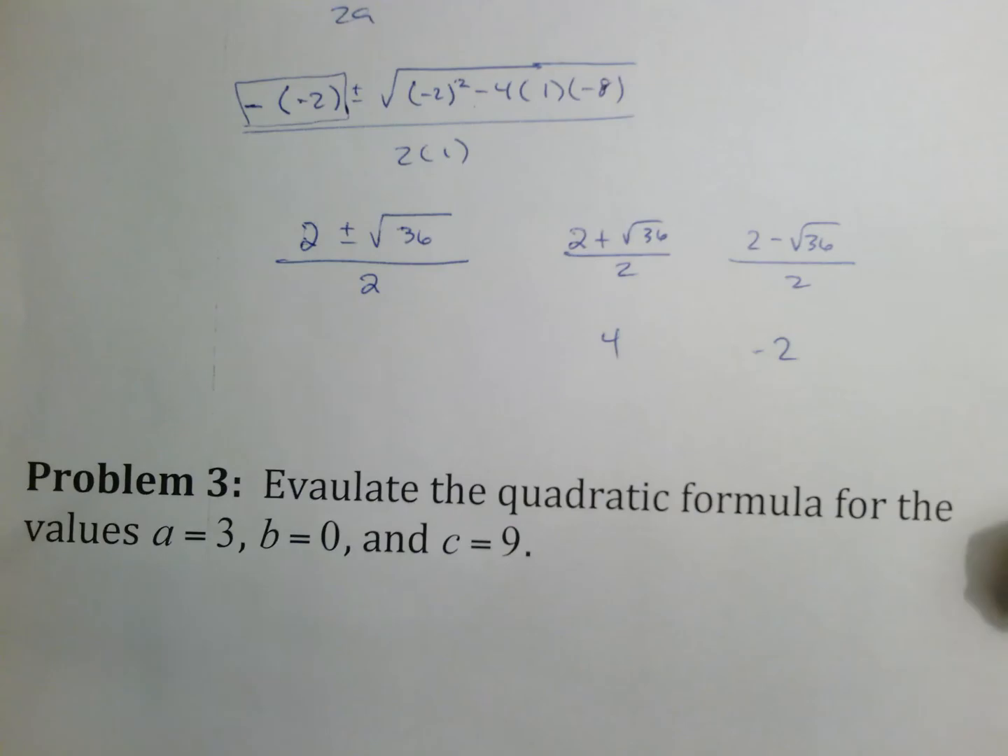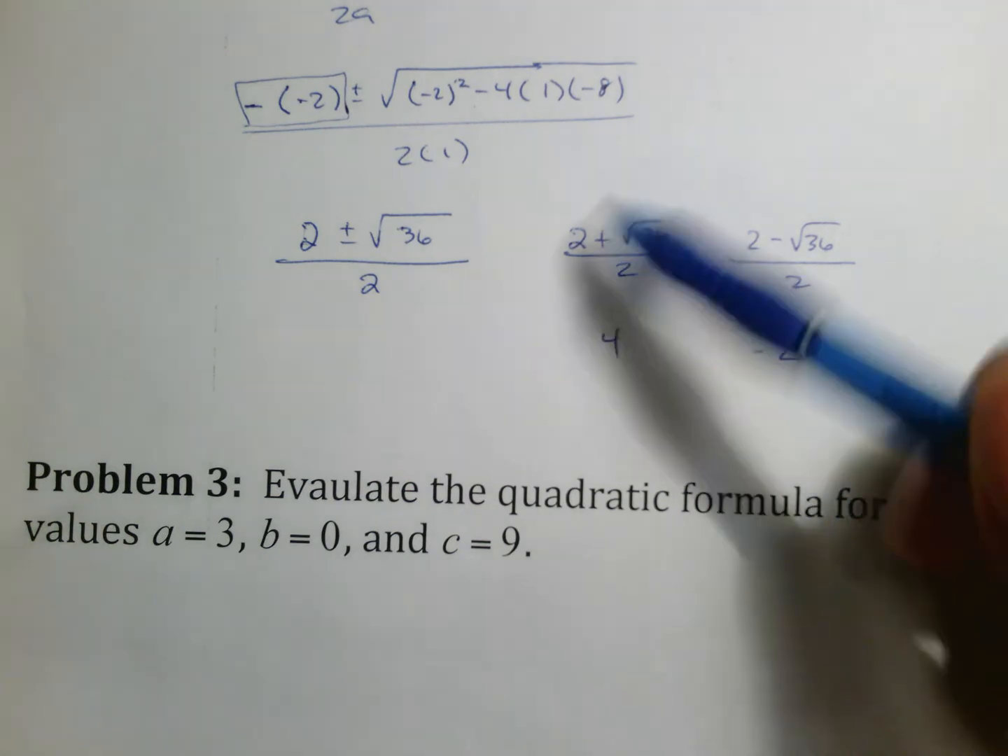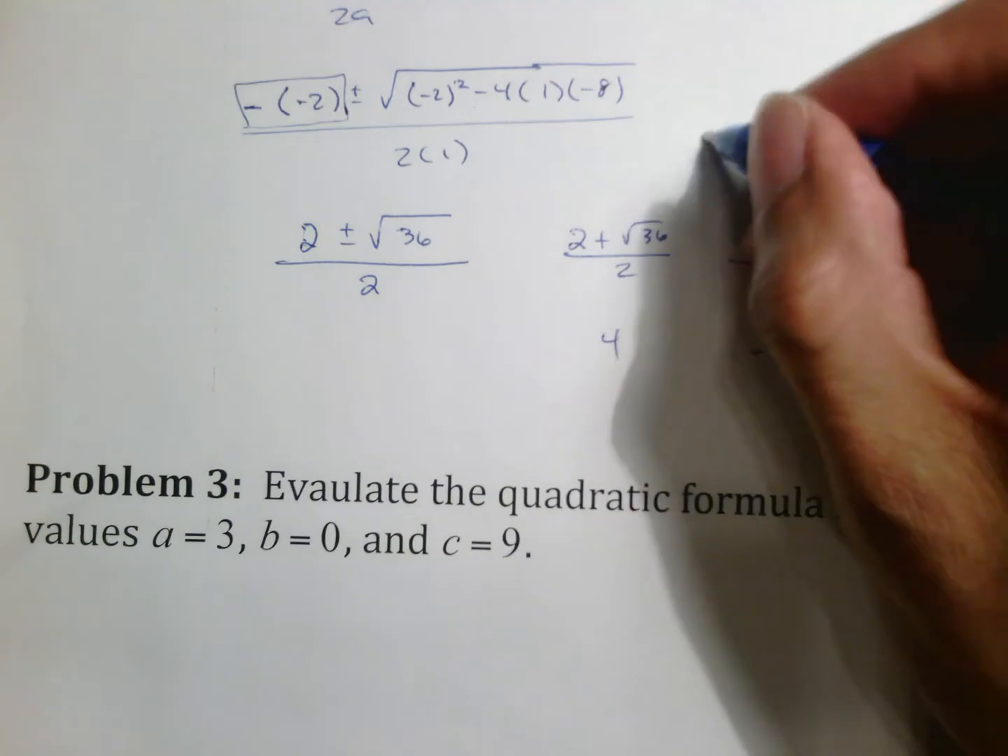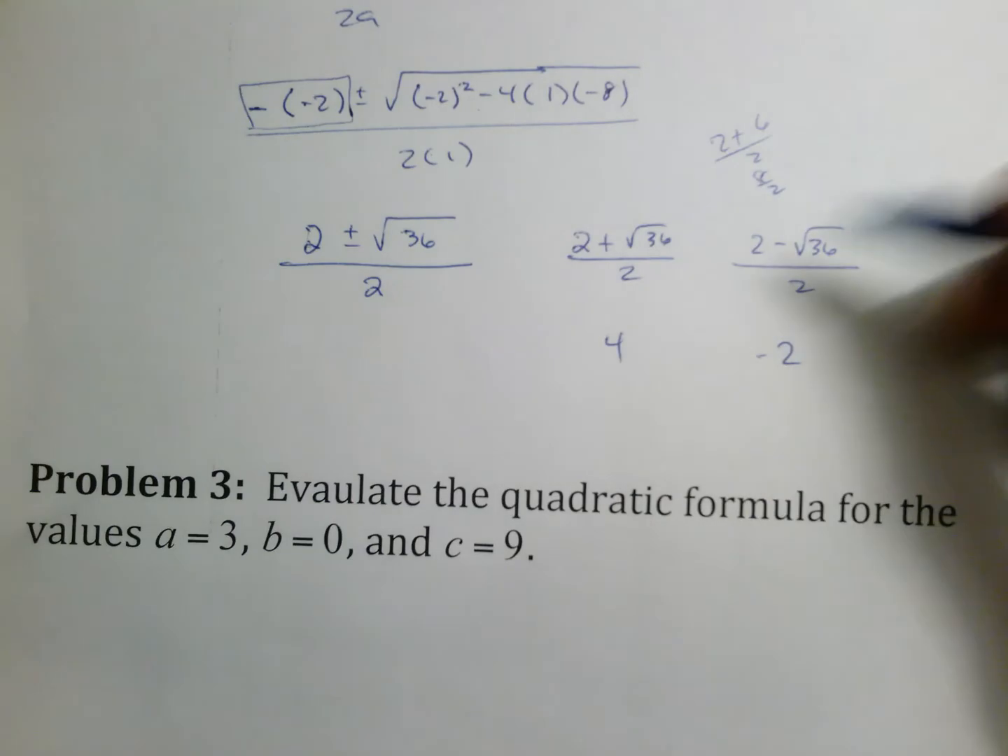Now, like I said, that's the main thing you have to be able to do. Just make sure you understand how to do this part. Now, you could do 2 plus 6 over 2, which is 8 over 2, and you will do that at some point, which gives you your answer.